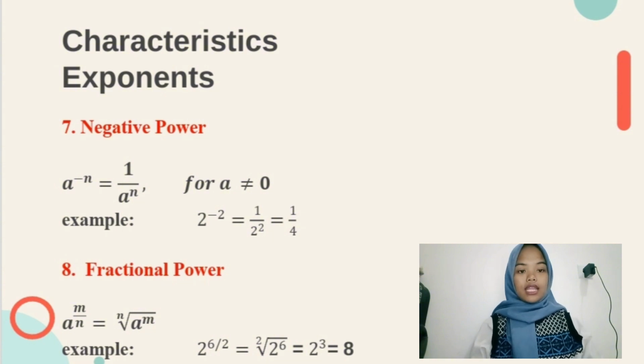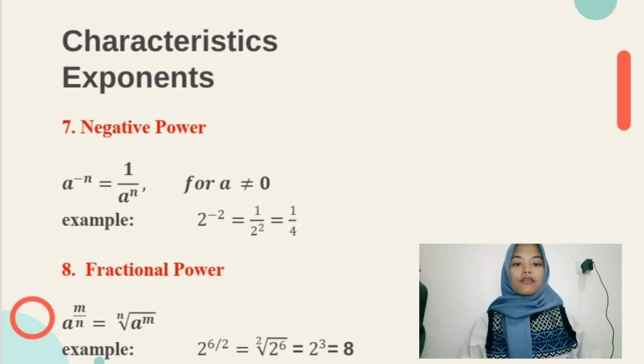Number 7. Negative power. The meaning of this property is that if a number is in the denominator and you want to move it up, then the power will become negative, and vice versa. For example, 2 to the minus 2 is 1 over 2 squared, which is 1 over 4.